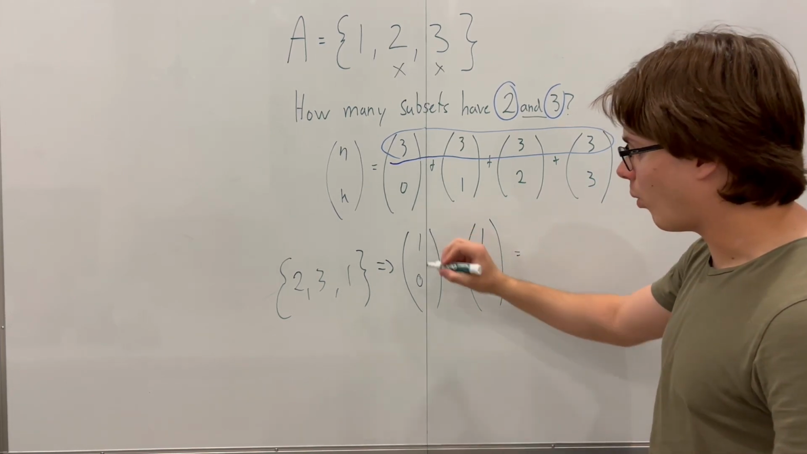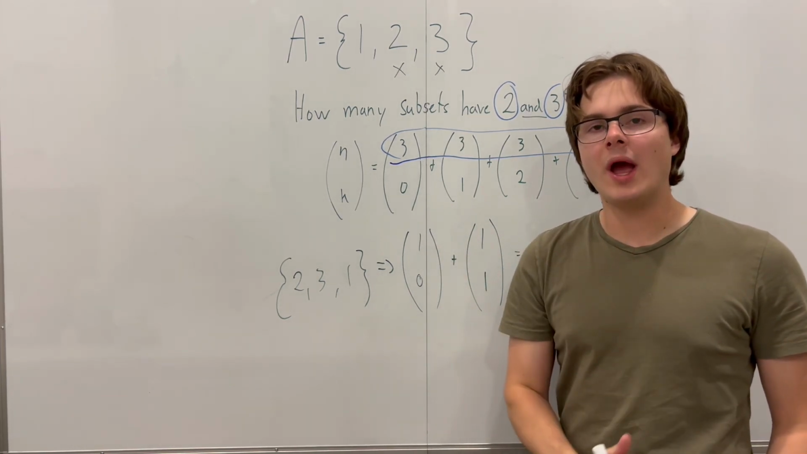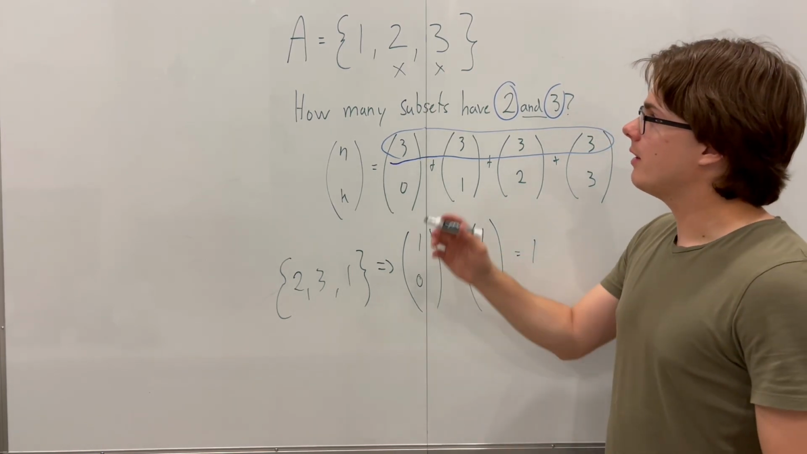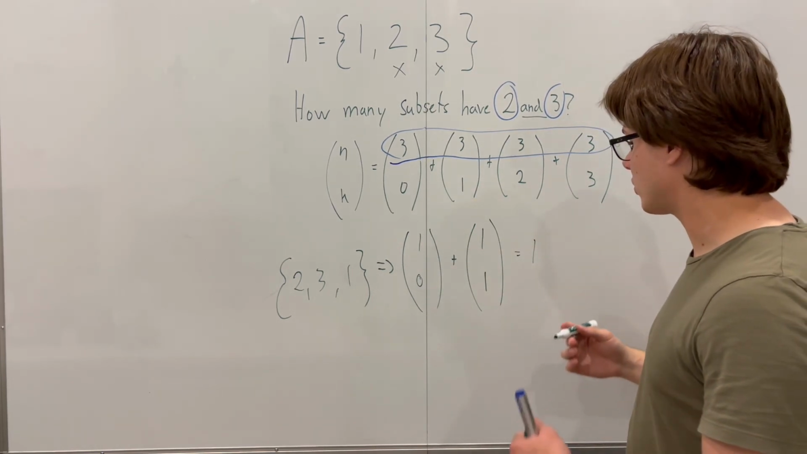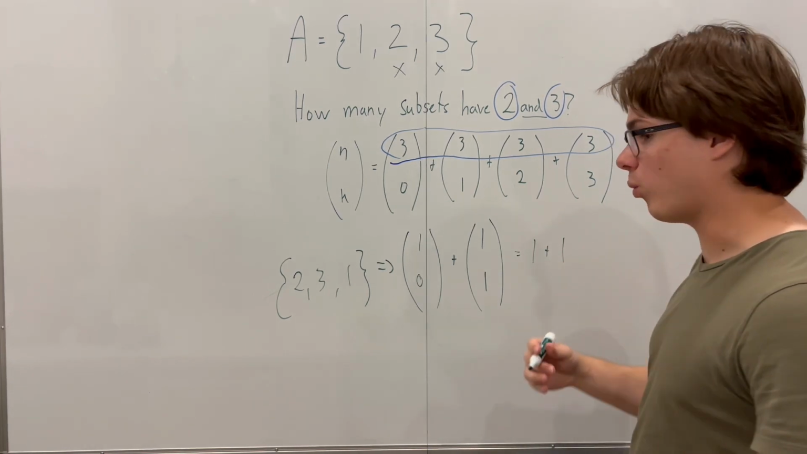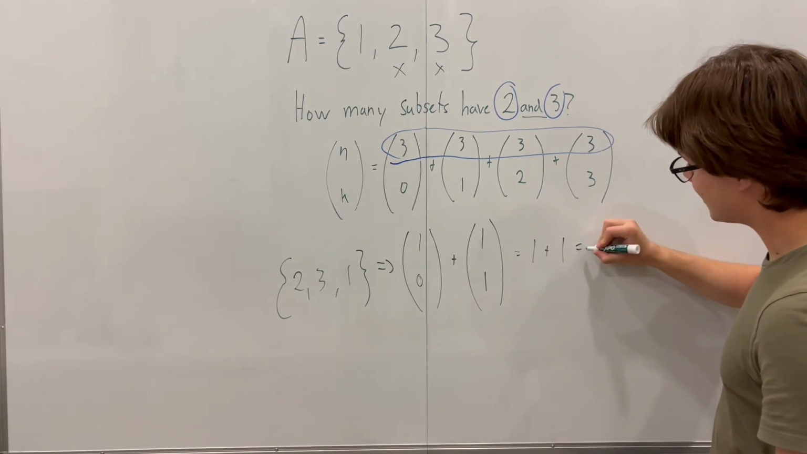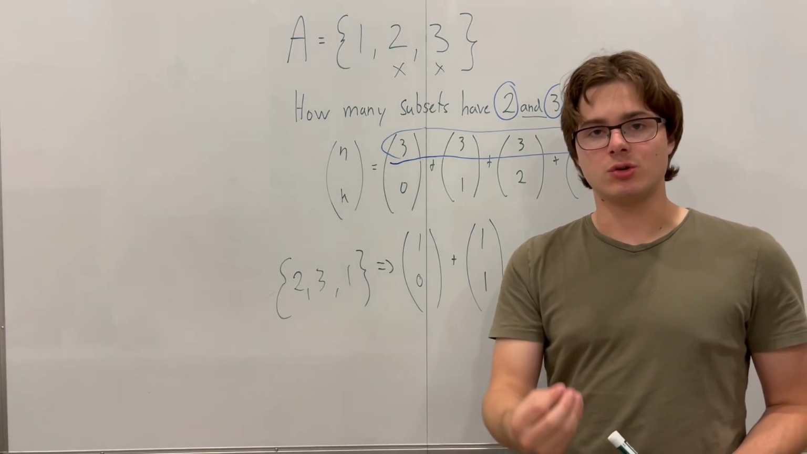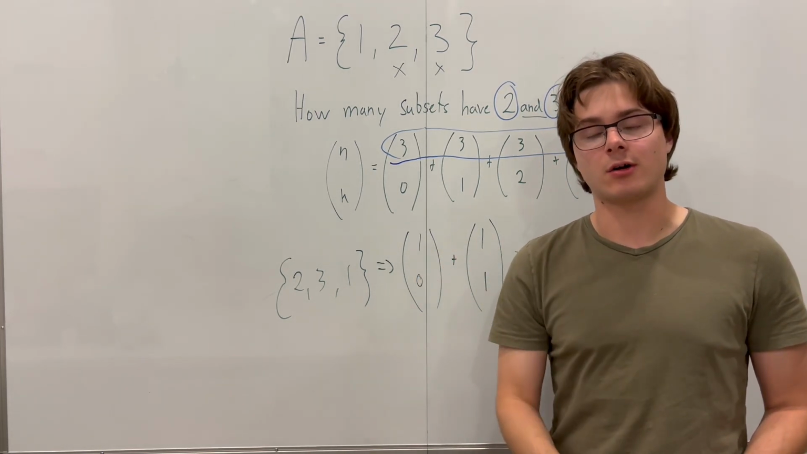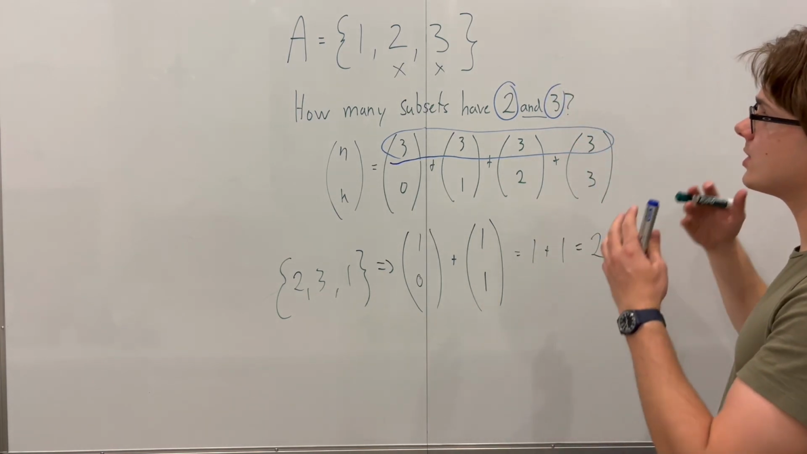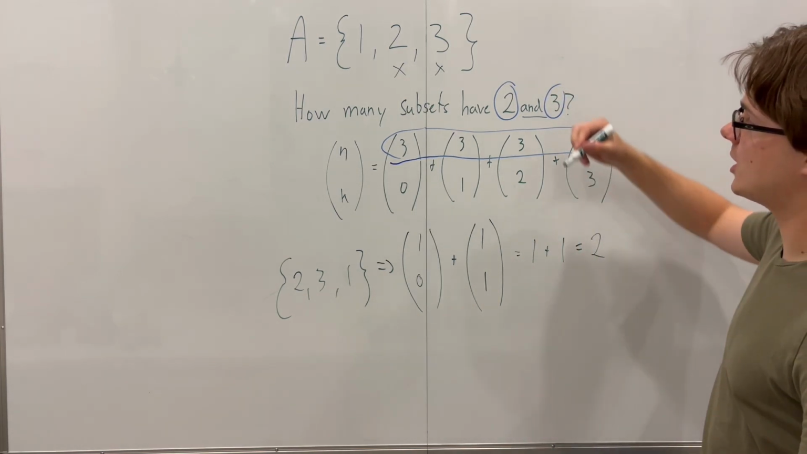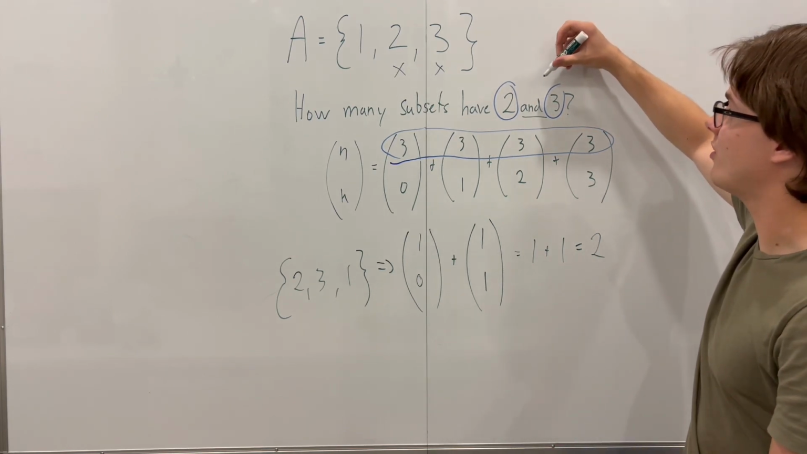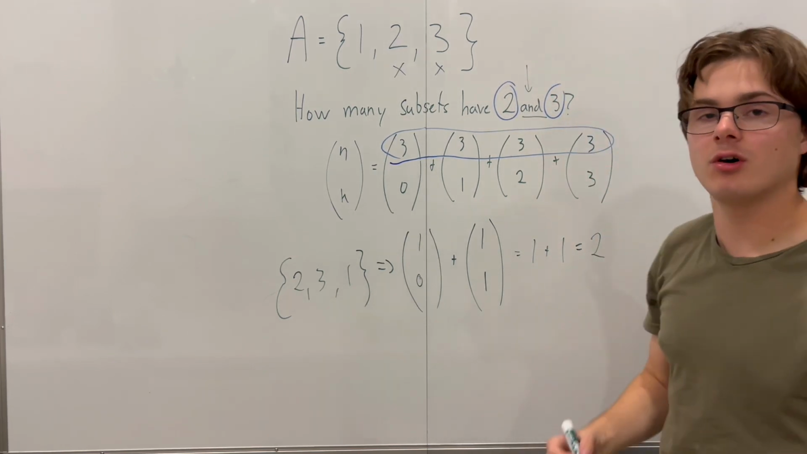And what is that going to be? Well, 1 choose 0, there's only 1 way to choose nothing, so that's going to be 1. 1 choose 1 is also just going to be 1. There's only 1 way to choose something when you only have 1 option. So the answer to this is going to be 1 plus 1, which is equal to 2, which is exactly the answer we got in our other 2 methods. So this is how you would compute how many subsets have a specific element in them, but it's 2 of them, and it must, in this case, have both of them.